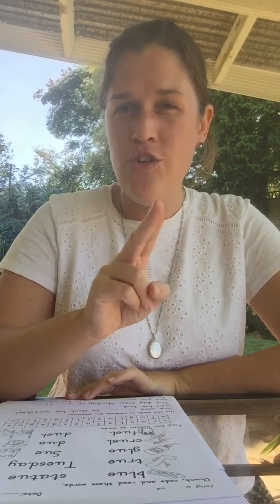Statue. Statue. Guys, those are going to have two chunks in them, so we're going to have two lines. Stat would have one line, one chunk, and chew will have another line and another chunk, so two chunks.